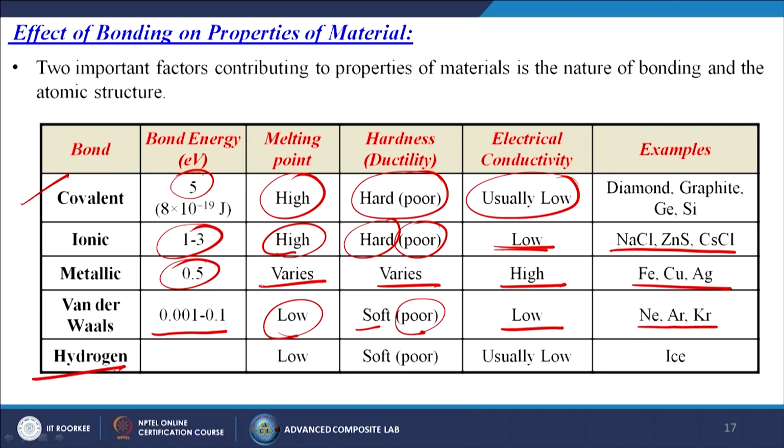And the last one is hydrogen. Its melting point is very low, it is soft, ductility is poor, conductivity usually low, and generally the example is ice or water.